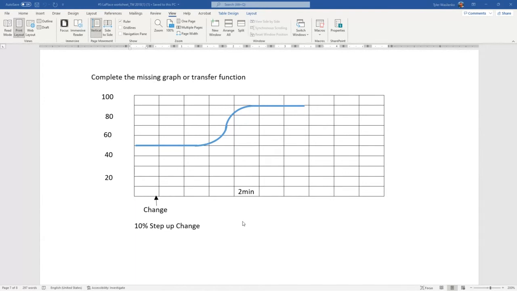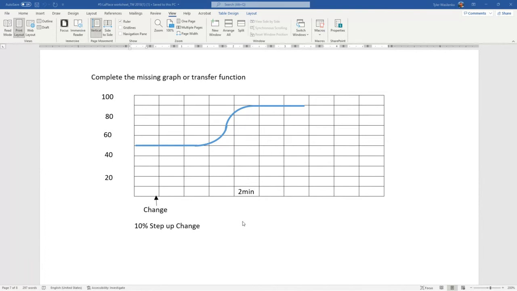The first thing that we have to do is draw a tangent line, so we'll do that. And again, there's going to be some subjectivity in this, but this will be my line. Your line may be a little bit different, and that's absolutely fine.